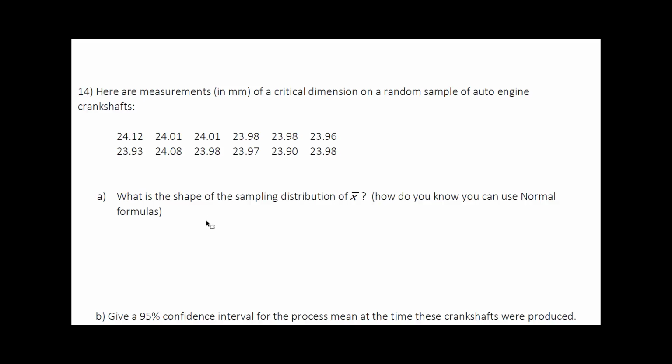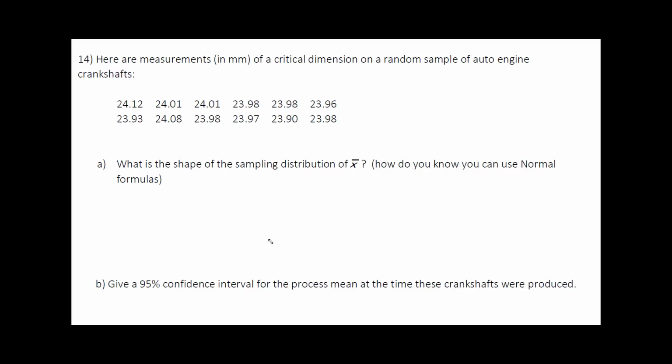All right, number 14, we're given a set of data, and we're asked kind of the same two questions. What kind of sampling distribution is it? And then give a 95% confidence level. As far as sampling distributions, in this case we don't have a large enough sample by itself to say it's normal. We weren't told the population was normal, so the third method is to go to some sort of graphical display.